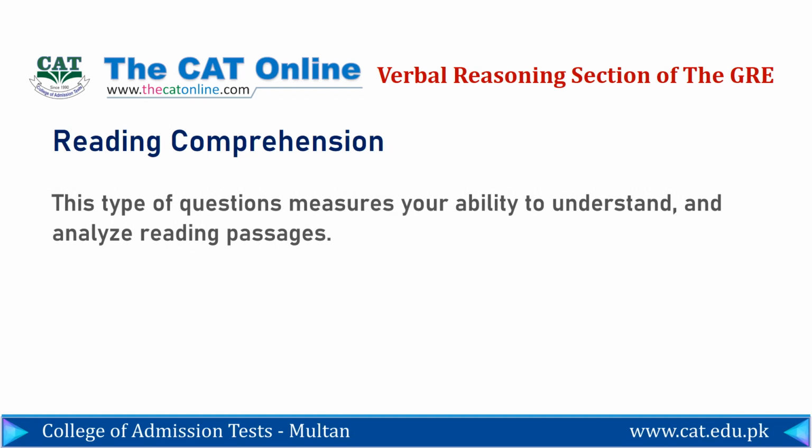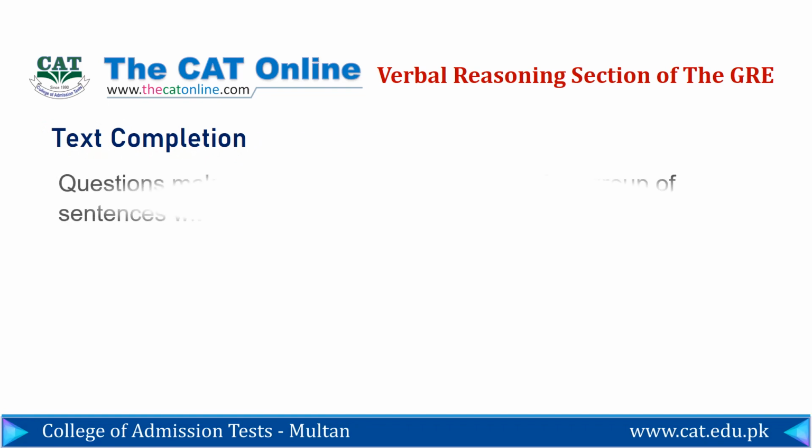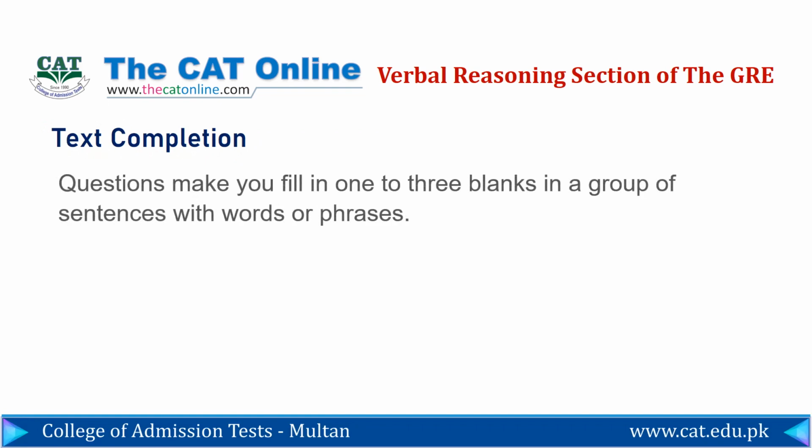You'll get several reading passages on the test, and they'll all be on topics anyone should be able to understand. No specialist knowledge is necessary. You'll be asked about information provided in the passage, and about how the author structures their argument. Text completion questions make you fill in 1 to 3 blanks in a group of sentences with words or phrases. You'll choose your answer for each blank independently, so there's no partial credit. You only get it right if you get every single blank correct.